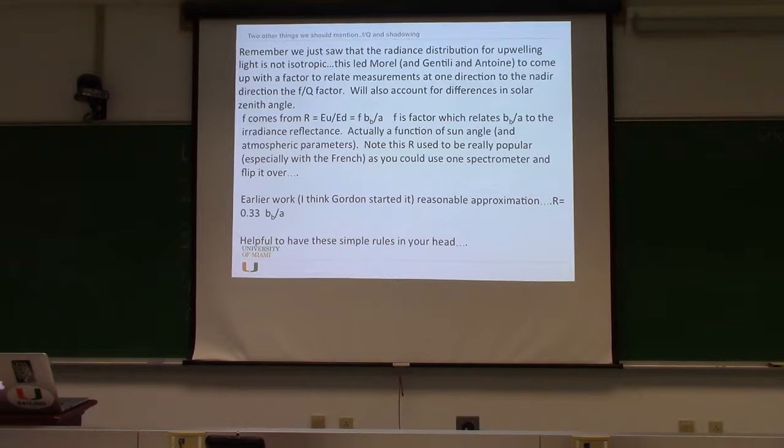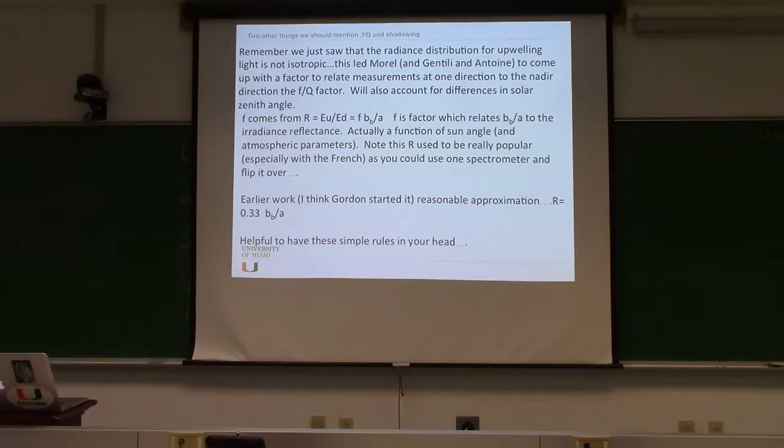So where do those things come from? The factor F comes from, first, the irradiance reflectance R, which is simply EU over ED. That's called the albedo a lot of times. You see this a lot, especially in the French. We're really up on irradiance reflectance.